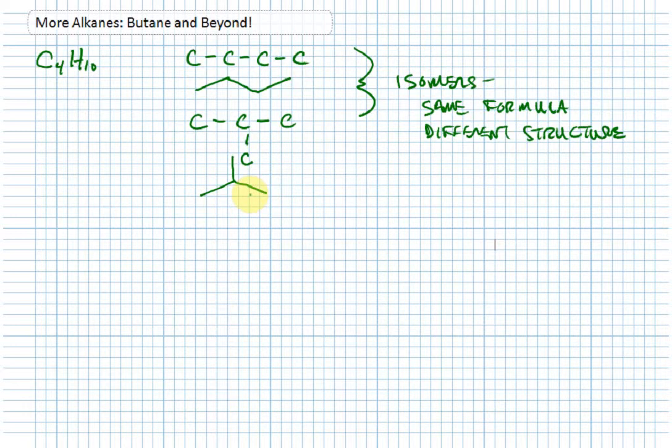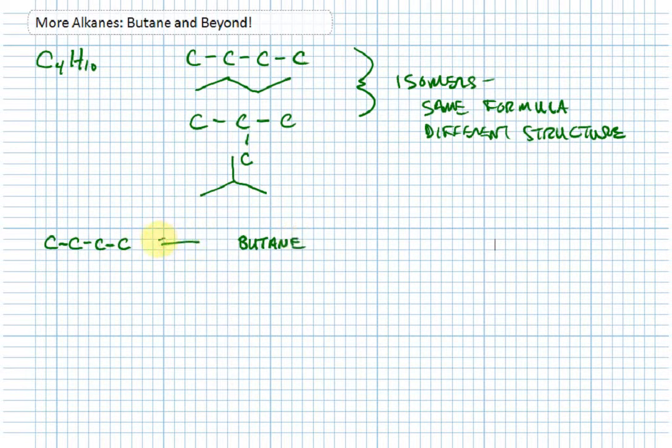Now we have to come up with a way of naming these. The naming system, we introduced that just a little bit. The naming system is always based upon the longest chain. The first isomer here is pretty easy. The longest chain is 4 carbon atoms. The prefix for 4 is BUT, and we put an ANE ending on there. Again, the ane ending means that it is an alkane, contains only carbon and hydrogen in all single bonds. So the name of this compound is butane.